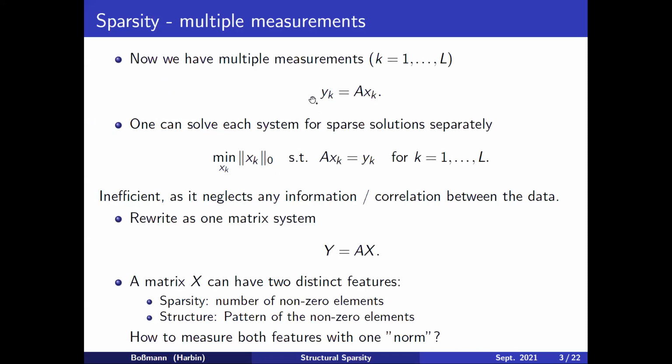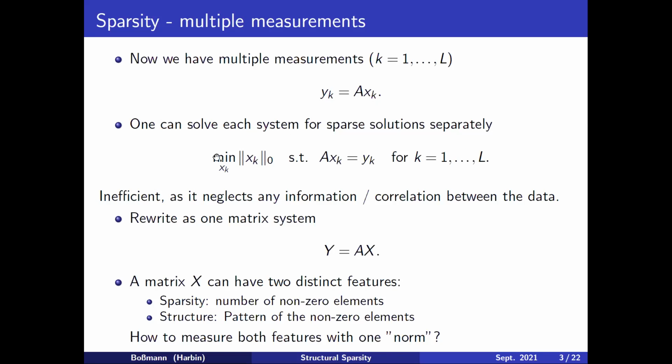In this case, yk and xk are vectors, so not coefficients, but vectors. And we say we have multiple measurements because for k equals 1 to L, we always have the system yk equals A of xk, so the same system matrix, but different measurements yk. And what we want to do now is reconstruct the sparse solution xk. So we want to solve something like the minimum of xk in the zero norm, such that A times xk equals yk.